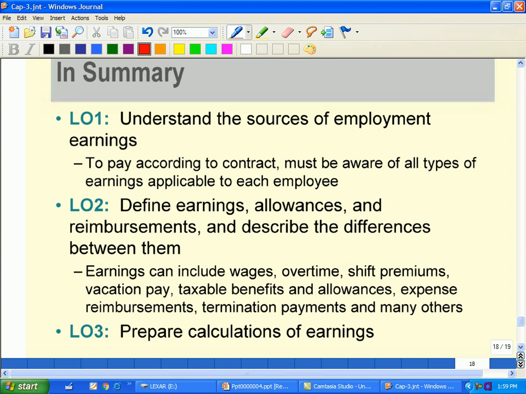In terms of summary of this chapter, we understood the sources of employment. Then we saw that paying according to the contract, we must be aware of all types of earnings applicable to each employee: the earnings, allowances, reimbursements, and the difference between what we have to add and what we do not have to add into the gross wages for taxable purposes. Now, essentially when employees come in most of the software, you will set up the things, and only the new information you will add, and that is the way you will calculate the gross pay. There may be a few examples when we send it for review to clarify more of your concepts. But this was the general concept of gross earning and the calculations about sources of employment earnings and pay period. All right, thank you very much.